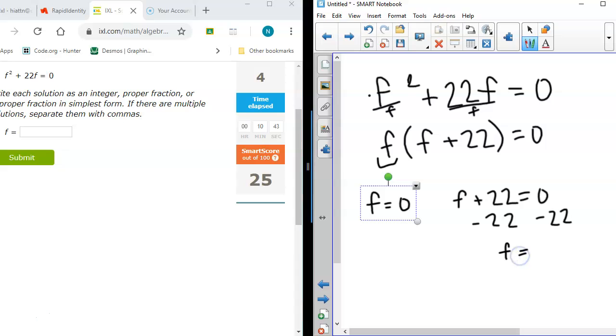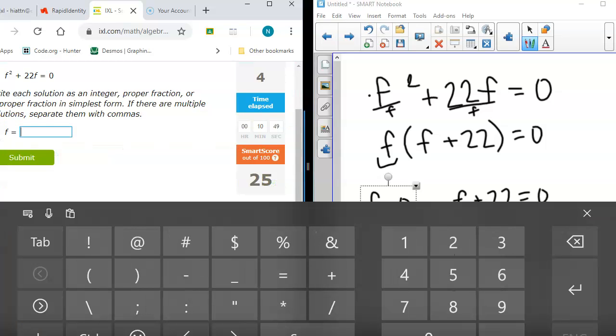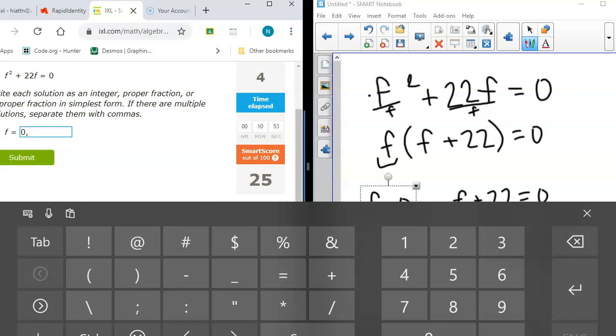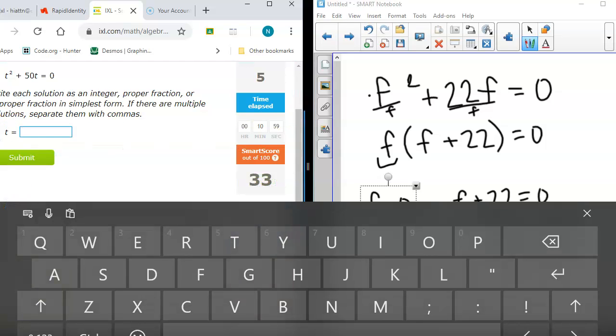And so f will equal negative 22. And so if we go over here and type this in, we've got 0 and negative 22 as our answers. That is correct.